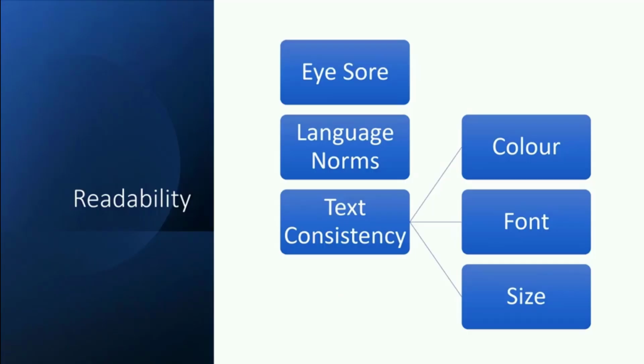So let's talk about why the initial starting slide was a bad UI example. A factor that is very important in software and in the design process is readability. You don't want to cause the user eyesore. You want to adhere to language norms. So if it's English, you want to make the app from left to right, up to bottom.